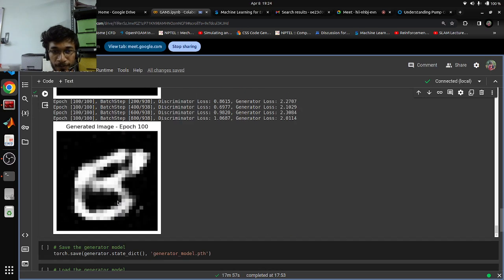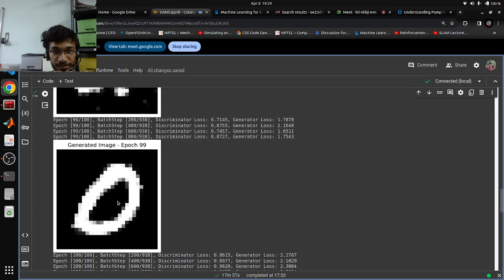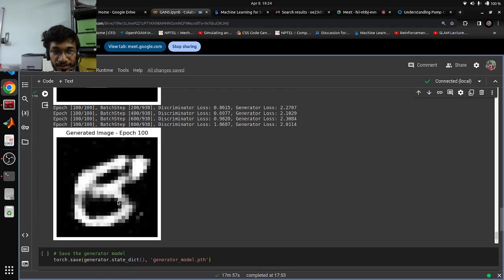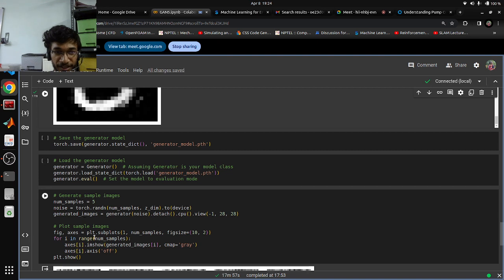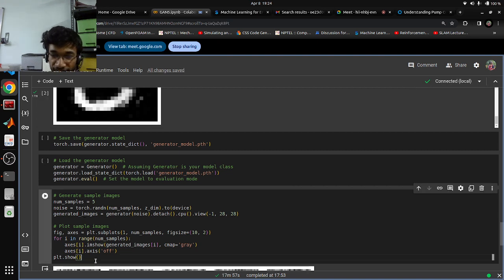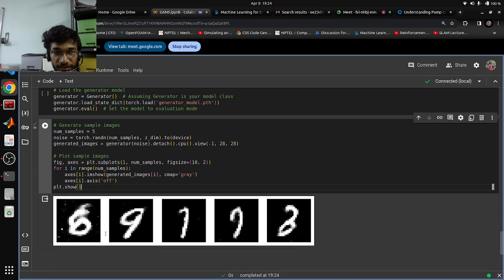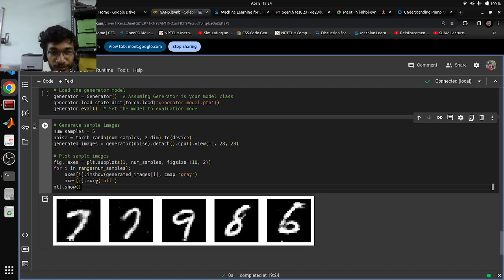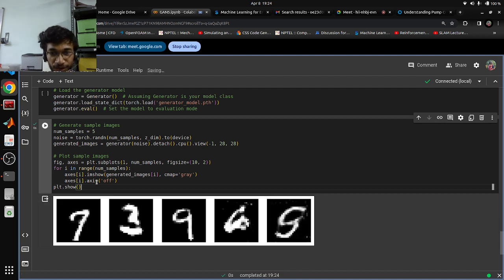Okay, and over around 100 epochs, this is how the output looks. After the entire training process is done, these are the results of what the generator is capable of doing after the 100th epoch. So we can keep on checking. Every time it is generating 5 images from some 100 dimensional input noise.